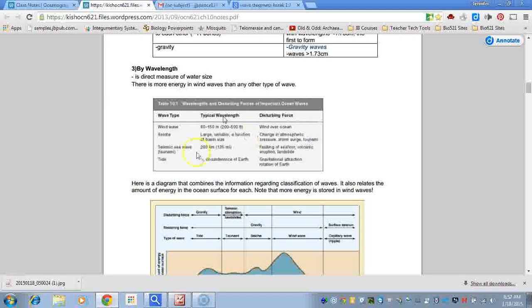Tsunamis, or seismic sea waves, have a huge wavelength, 200 kilometers typically. And again, they're caused by those things that are associated with earthquakes: faulting of the seafloor, volcanoes, landslides.